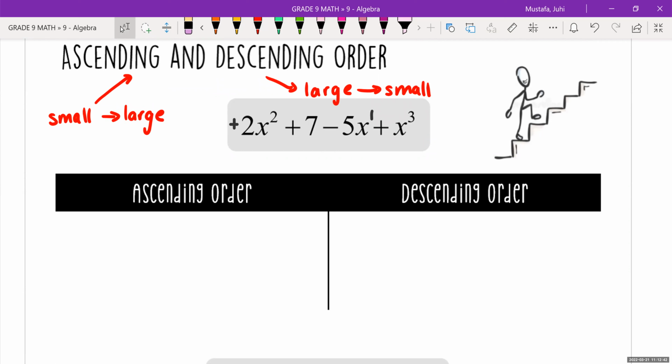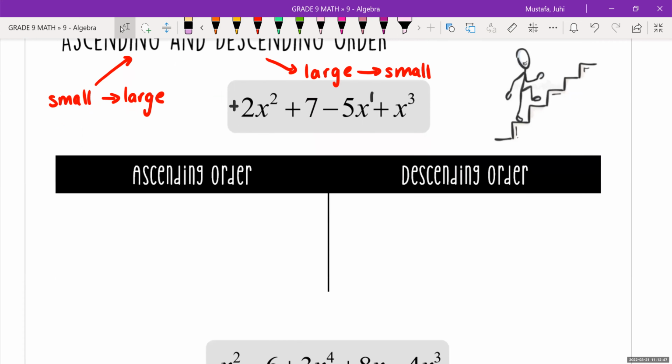We have positive 2x squared plus 7 minus 5x to the power of 1 plus x to the power of 3. And in this example, we want to write it in ascending order. Ascending order means we're going to go from the smallest exponent to the largest exponent. What is the smallest exponent in this polynomial? It's a 0. And which one of the terms has a 0? The constant, exactly. So we're going to begin by writing positive 7 as our smallest degree.